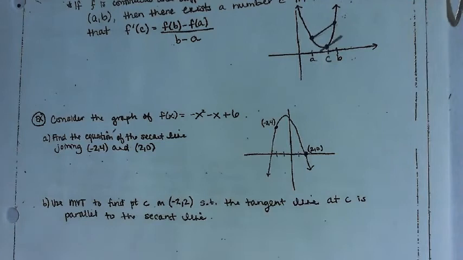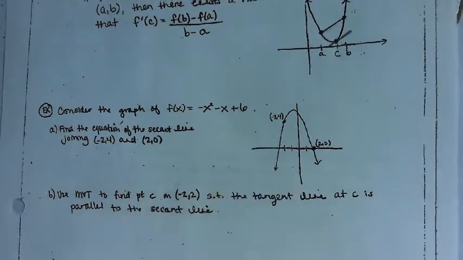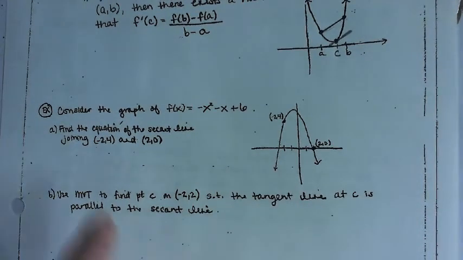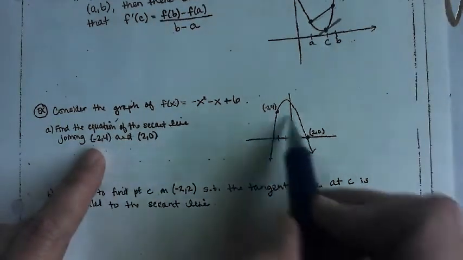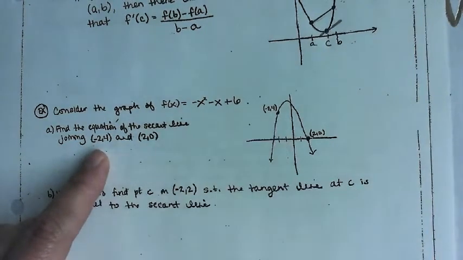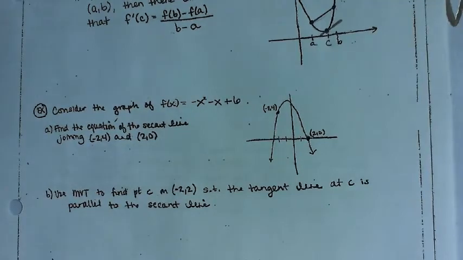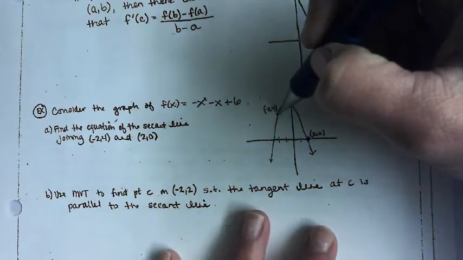You'll be asked to do some of the following with it on your homework. So consider the graph of, this is a quadratic. Find the equation of the secant line joining negative 2, 4 and 2, 0. Go ahead and do that on your own. Write the equation of this secant line.